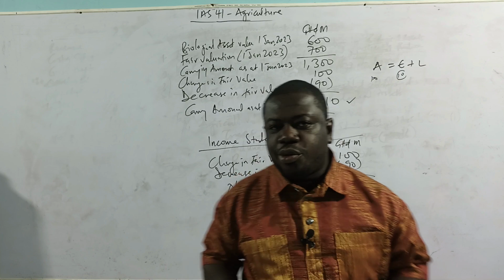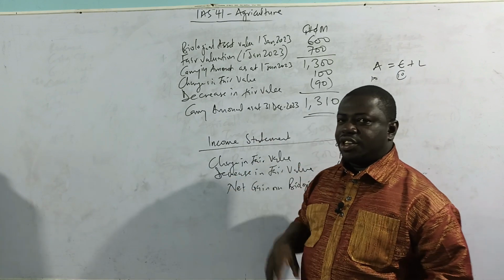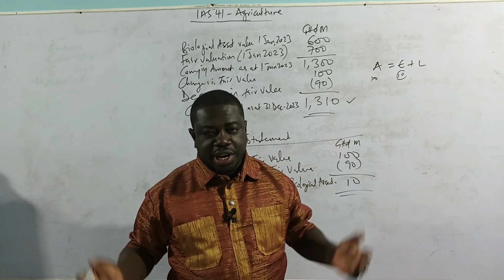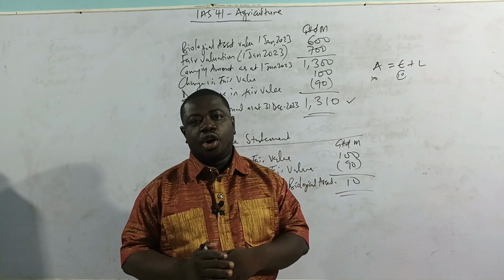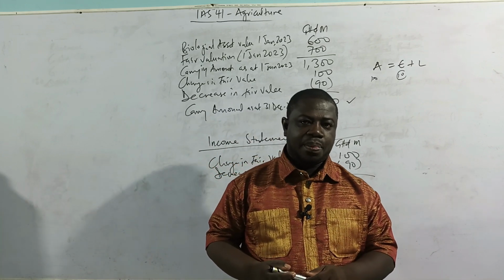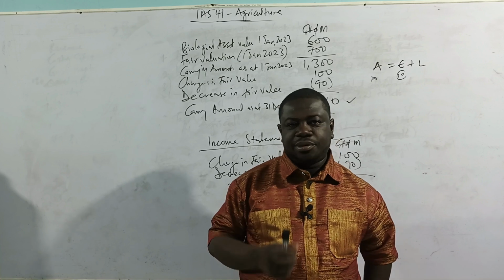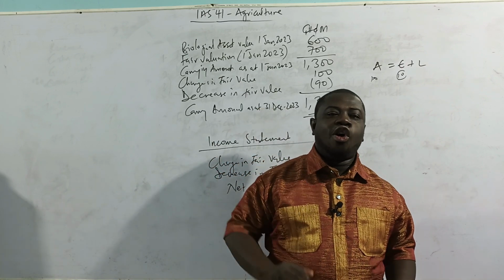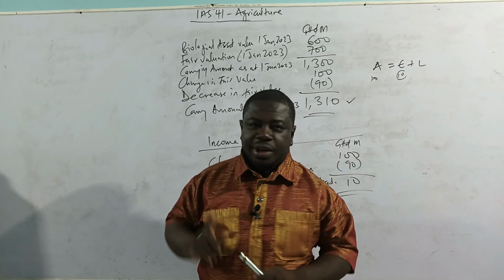This is a very simple question, but it's a question that is testing your understanding on measurement of biological assets. You could also get a question that is testing you basically on agricultural produce only. Okay, I'm sure this is very understandable. This will bring us to the end of the part 2 of our video on IAS 41 agriculture.